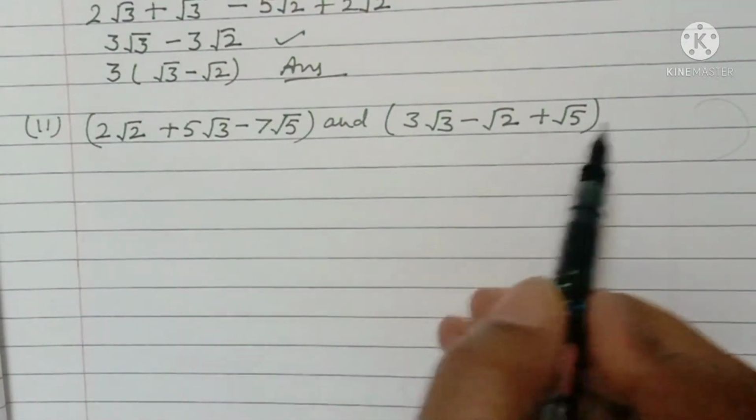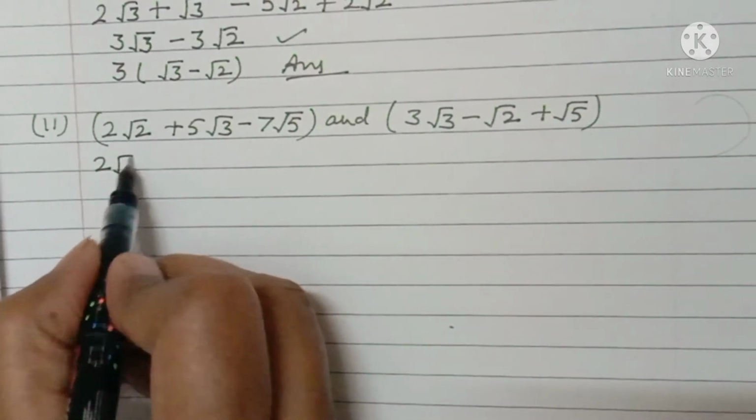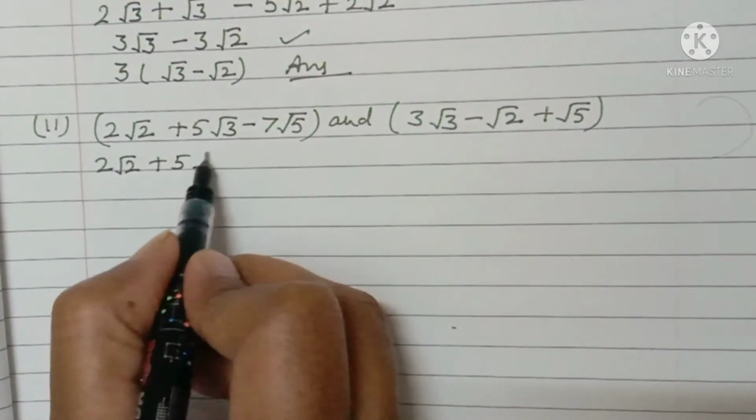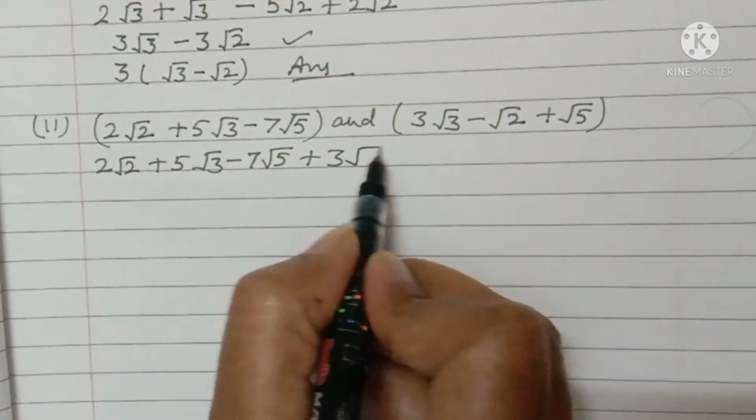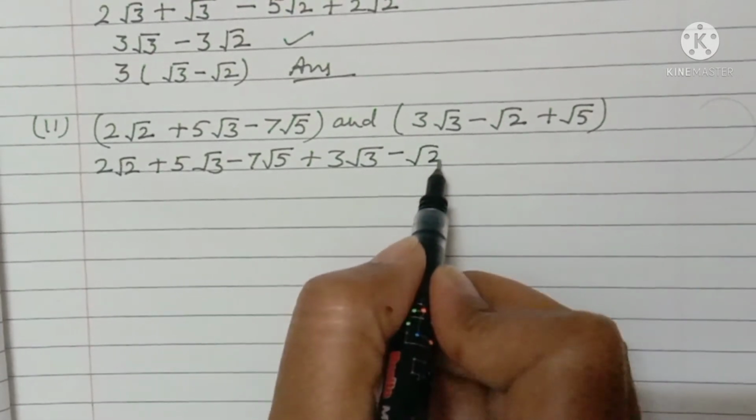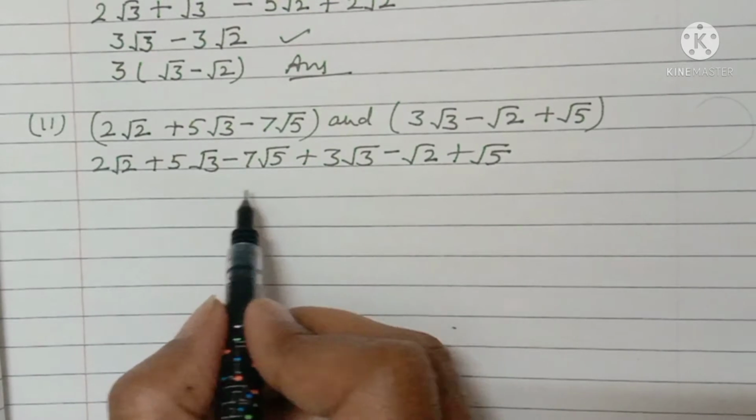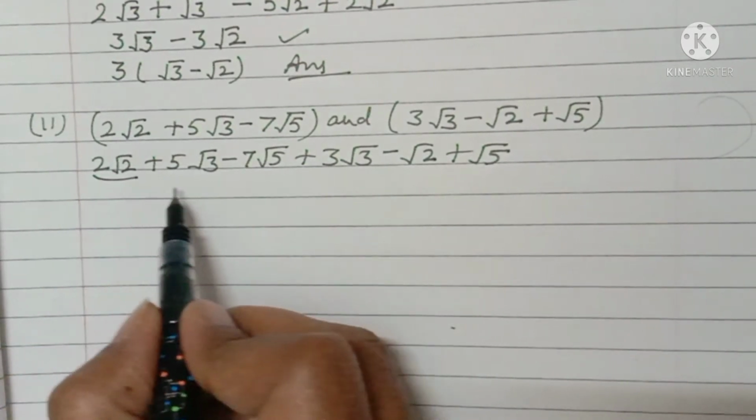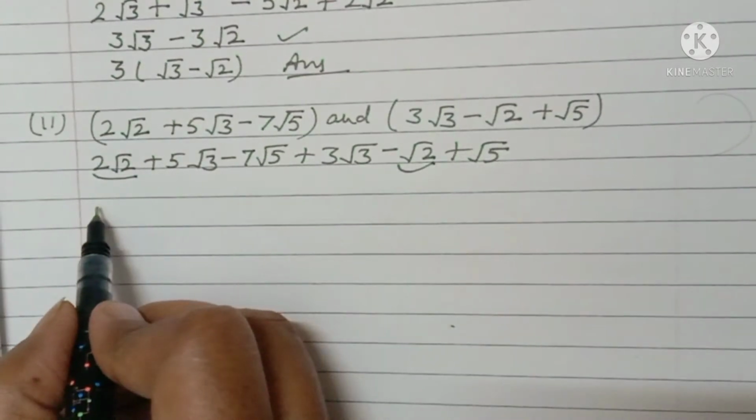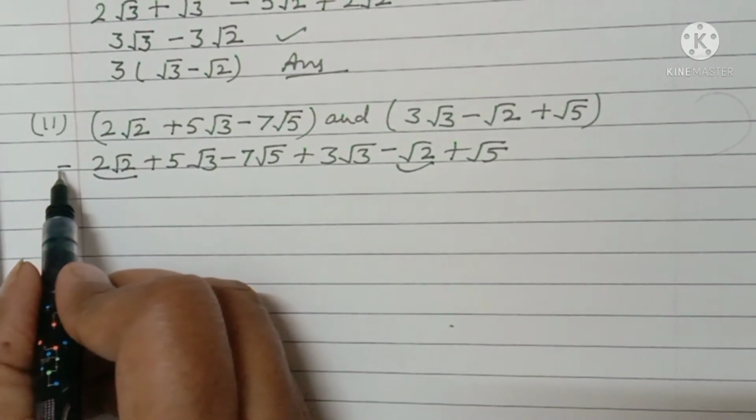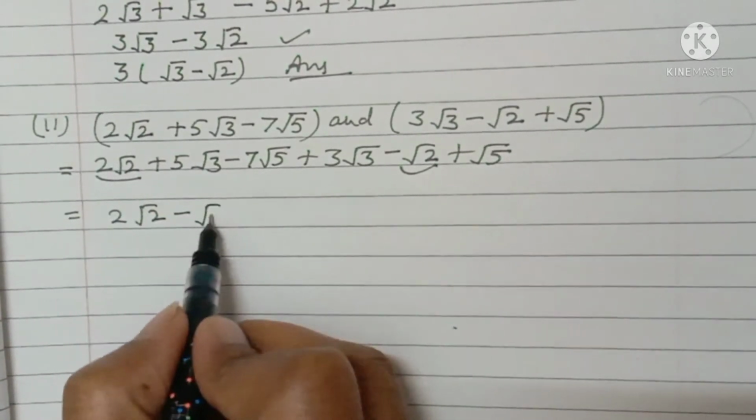Now this is the second part. Add these numbers: 2 root 2 plus 5 root 3 minus 7 root 5 plus 3 root 3 minus root 2 plus root 5. Now group the same irrational numbers. Here 2 root 2 and one more root 2. So put the equal to sign: 2 root 2 minus root 2.